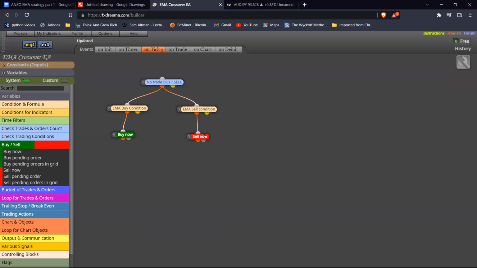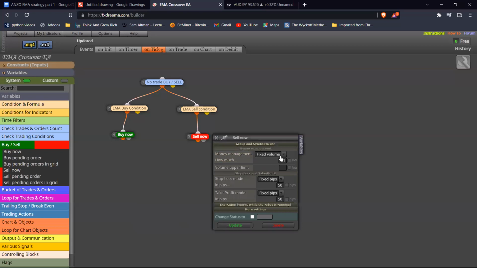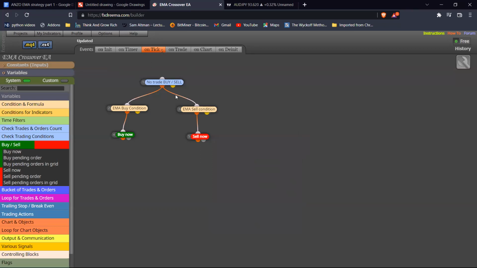Now, in the case of a sell, you'd also do the same thing. So we go into it. Let's say we want to also make this 0.2, stop loss 10 pips, take profit 20 pips, right? And we update it and we're done. So once this condition is met, it will check. If it's a buy condition, it will buy 0.2, place stop loss 10 pips below, place take profit 20 pips above. In the case of a sell, it will execute the sell, place stop loss 10 pips above, place take profit 20 pips below. And it will keep on doing this.